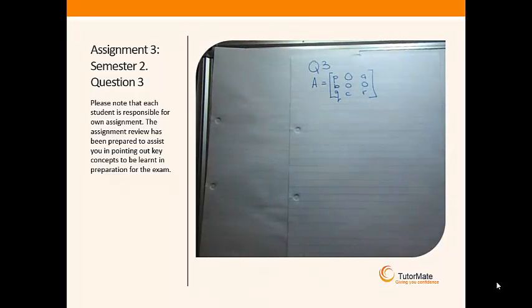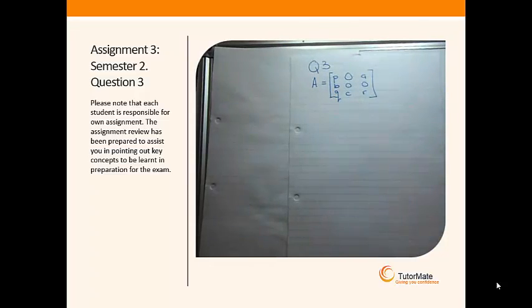Question 3. Given a matrix A which is equal to [p, 0, a; b, 0, 0; q, c, r], with abc not equal to 0, find the reduced row echelon form of A. We have posted a video on YouTube where we have discussed reduced row echelon form. It would be very useful if you could go through it.